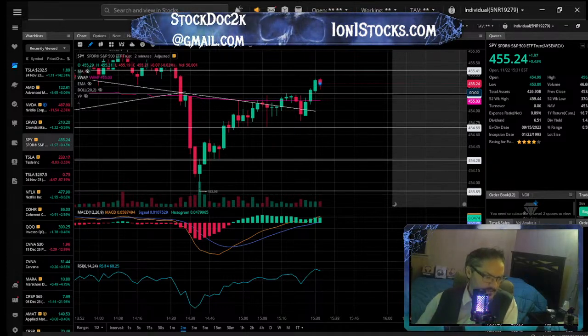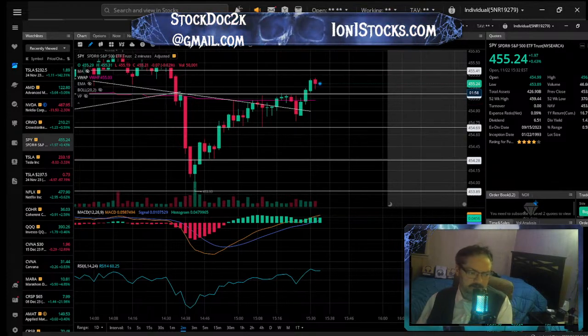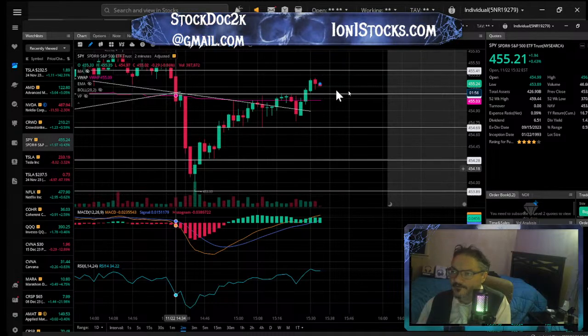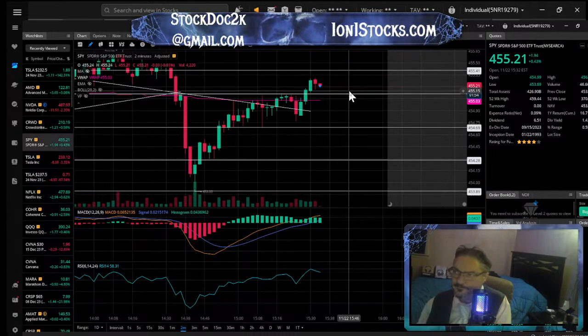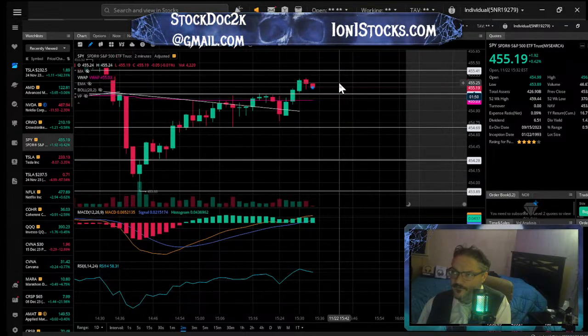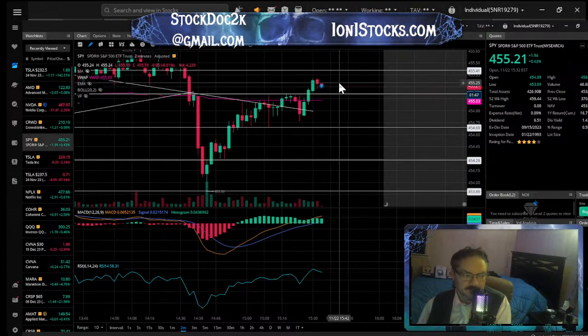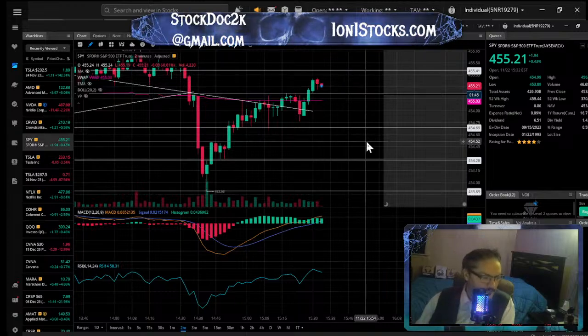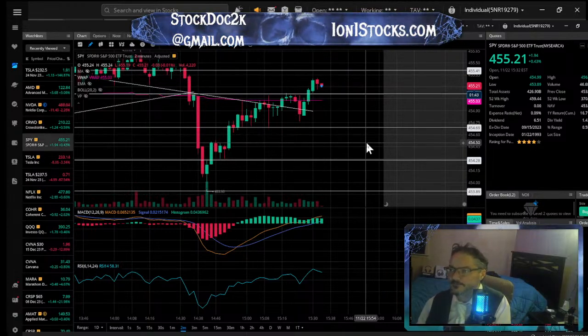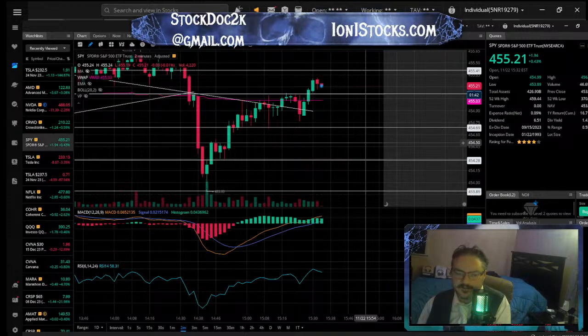So the absolute GEX still says 455, and the two highest GEX are 455 and 456, right around the area that we're in. So we actually got close to the middle of 455. That could drive us back down. The max pain is 452. I don't think that's going to be reached today.